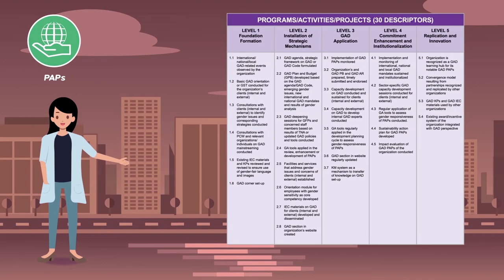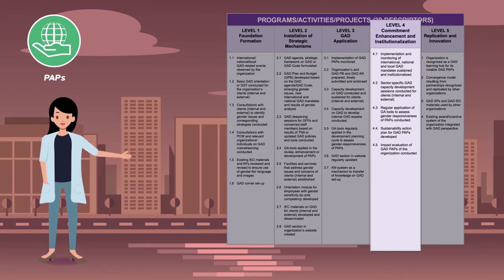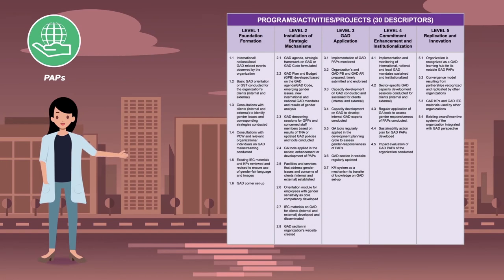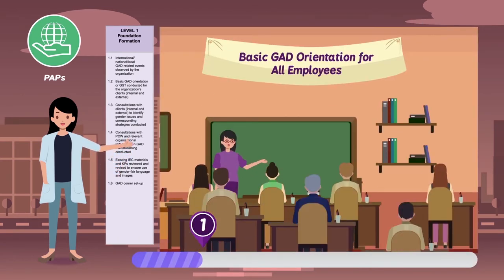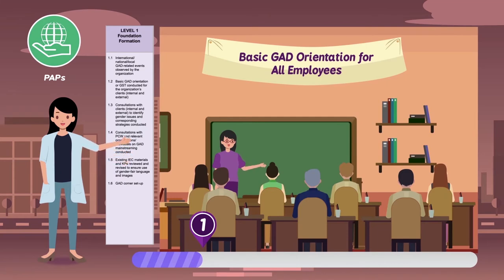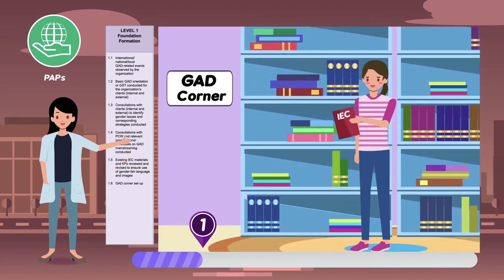The Programs, Activities, Projects Descriptor Matrix tracks the organization's progress in mainstreaming GAD in all of its programs, activities, and projects. At level 1, an organization has expressed initial support to gender mainstreaming through the conduct of GAD capacity development sessions. It has also involved clients to ensure that their gender issues are taken into account and sets up a GAD corner containing GAD IEC materials.